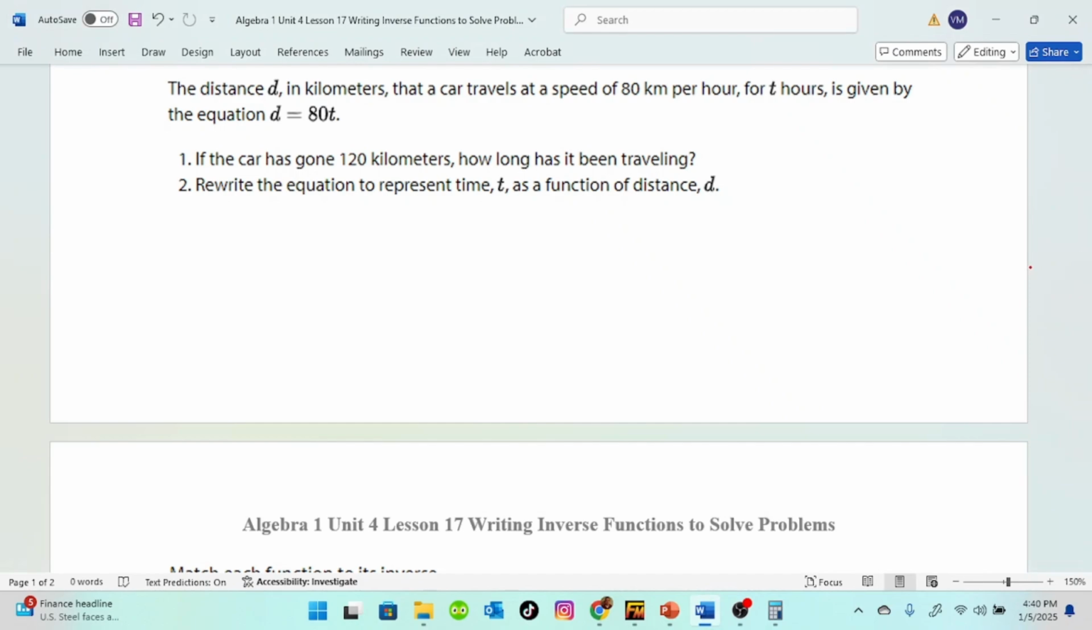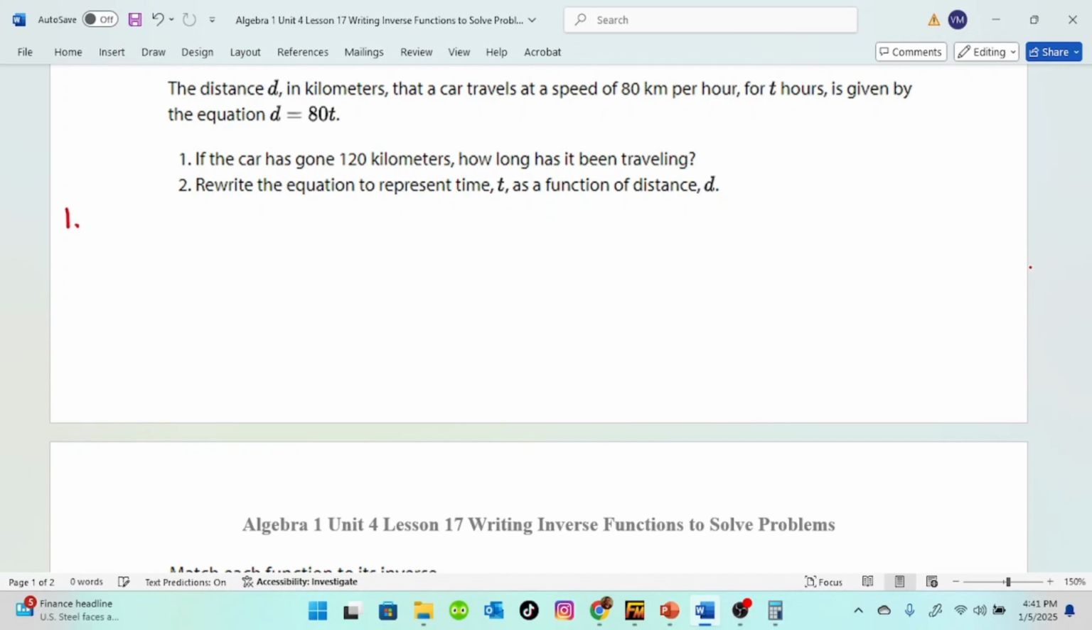Our next practice problem says, the distance d in kilometers that a car travels at a speed of 80 kilometers per hour for t hours is given by the equation d equals 80t. Number 1. If the car has gone 120 kilometers, how long has it been traveling? So in number 1, they are giving us the distance, which is the output, and they are asking us to find the time, which is the input.